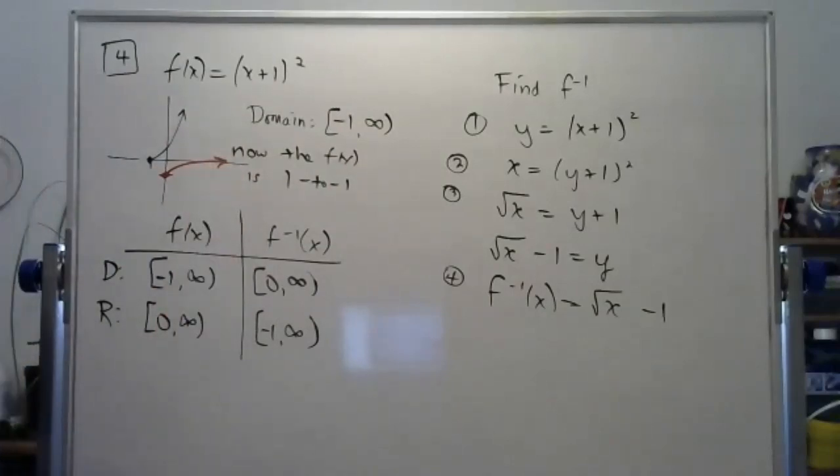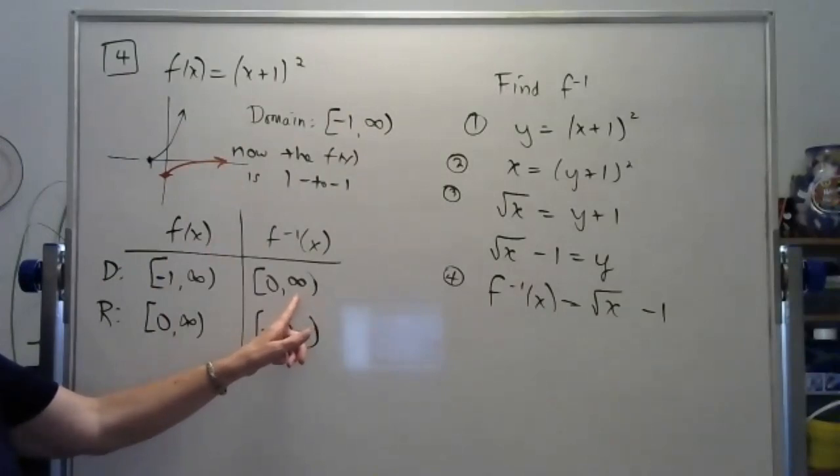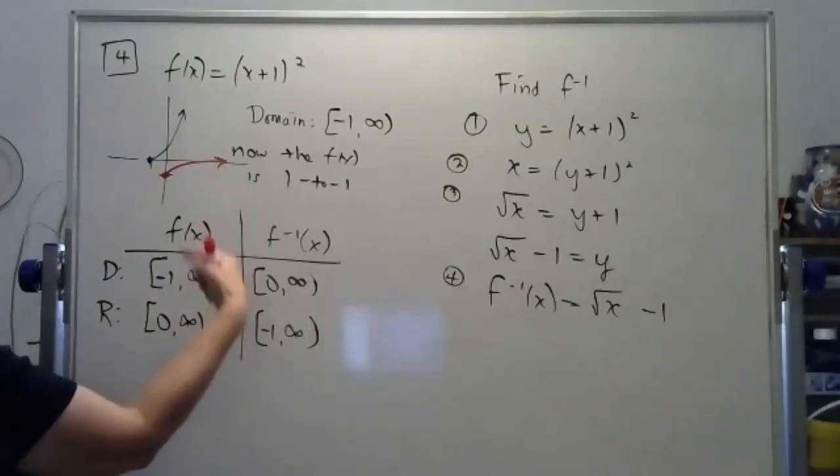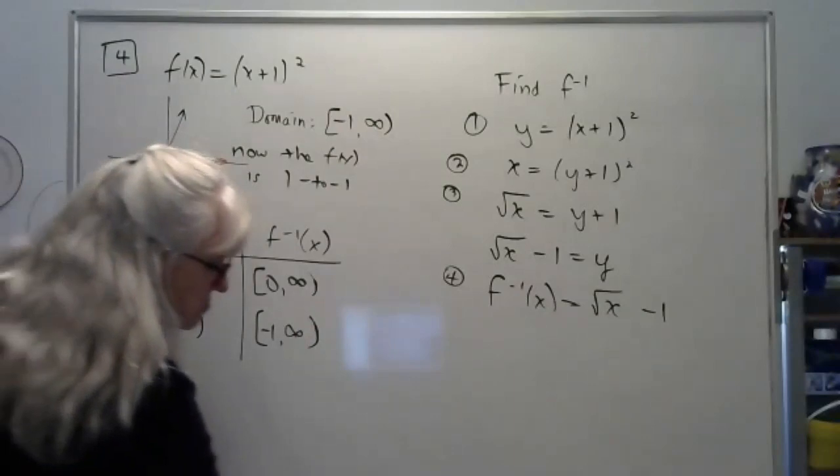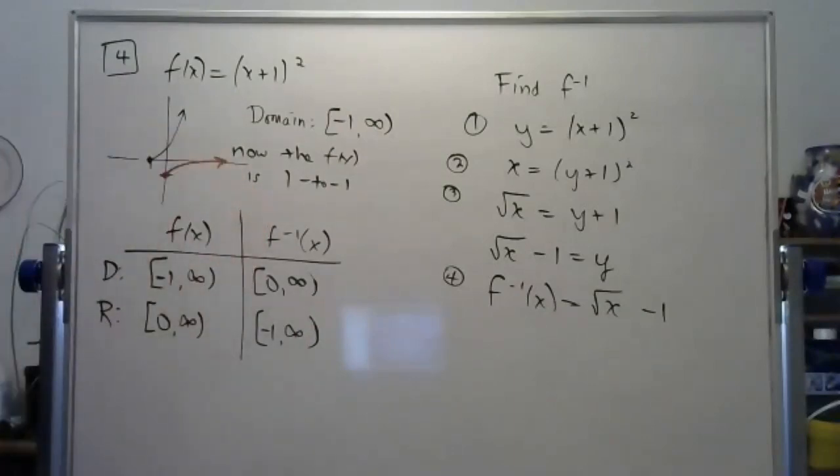So, woohoo! We can see that, yes, indeed, it has a domain from 0 to infinity, and it has a range from -1 to infinity. So, nice. Okay, any problem with that? And we expected it, because we know that to undo a square, you have to do a square root.